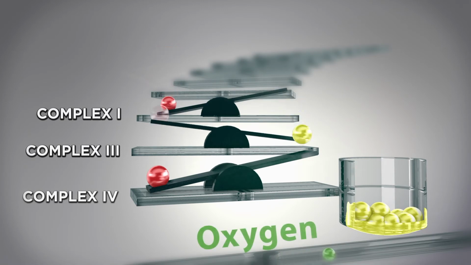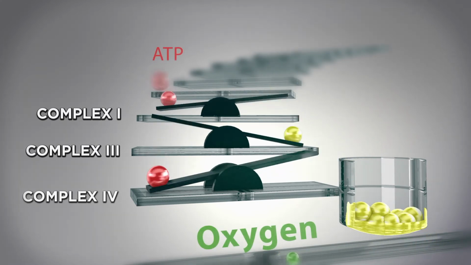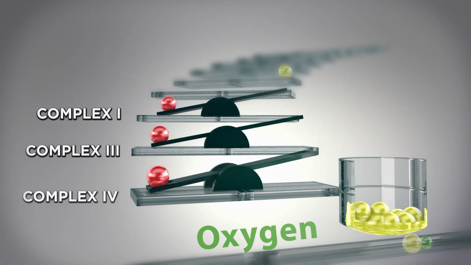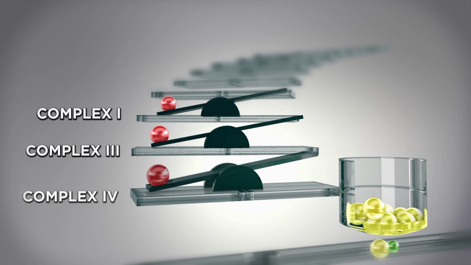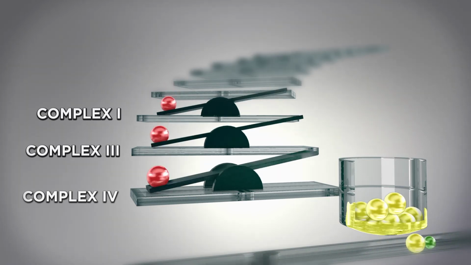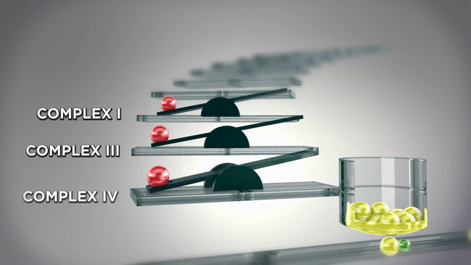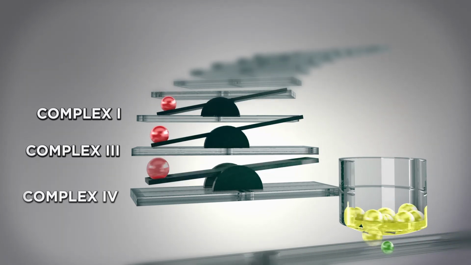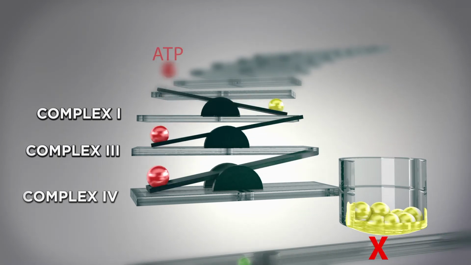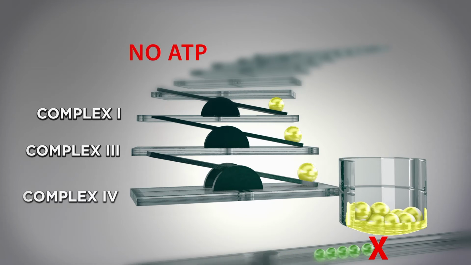Oxygen's role in this process is to remove the electrons from complex 4, allowing the process to continue uninterrupted. The more energy the cell needs, the more oxygen it needs. And normally, the body does a fantastic job meeting this demand. But sometimes, things go wrong. Oxygen delivery may be compromised by a blocked vessel, like in a heart attack or a stroke, or it may be impaired from swelling after heart surgery, for example.